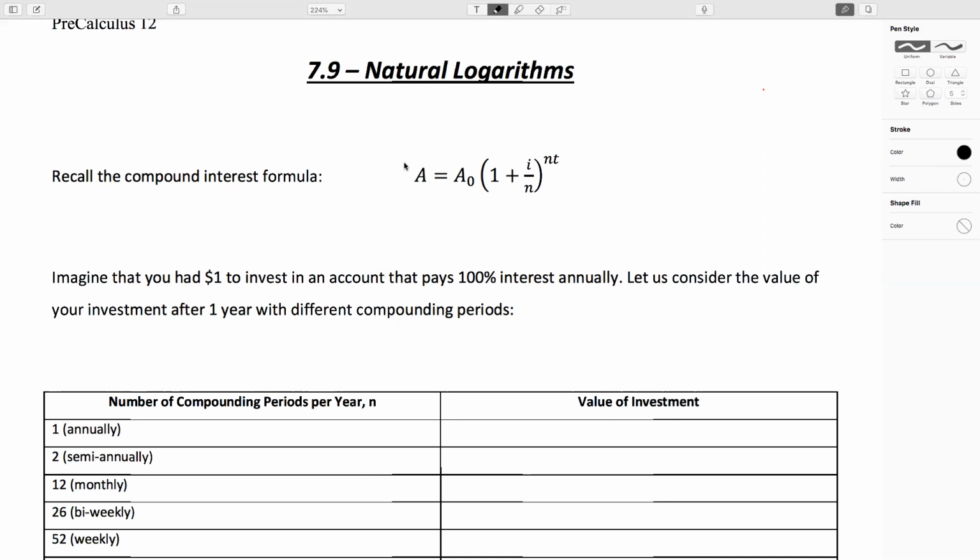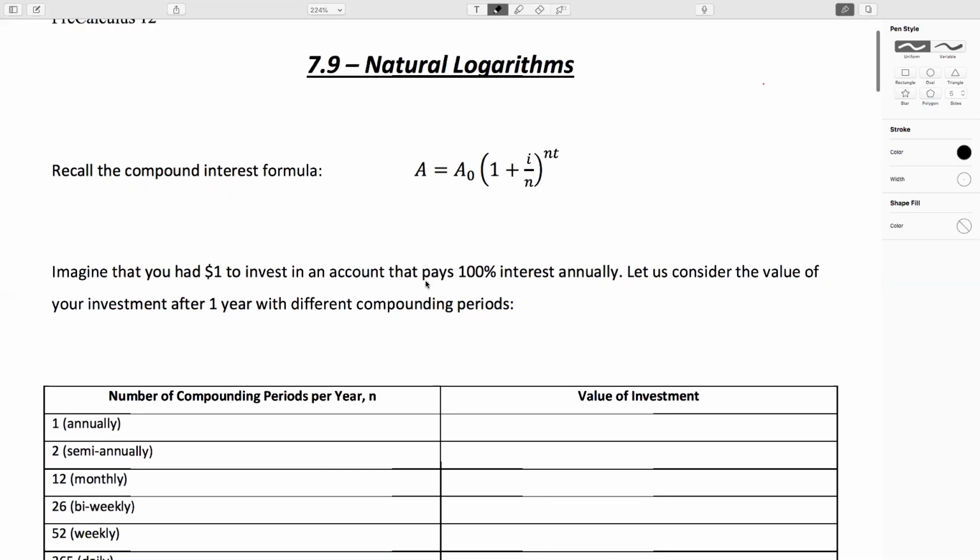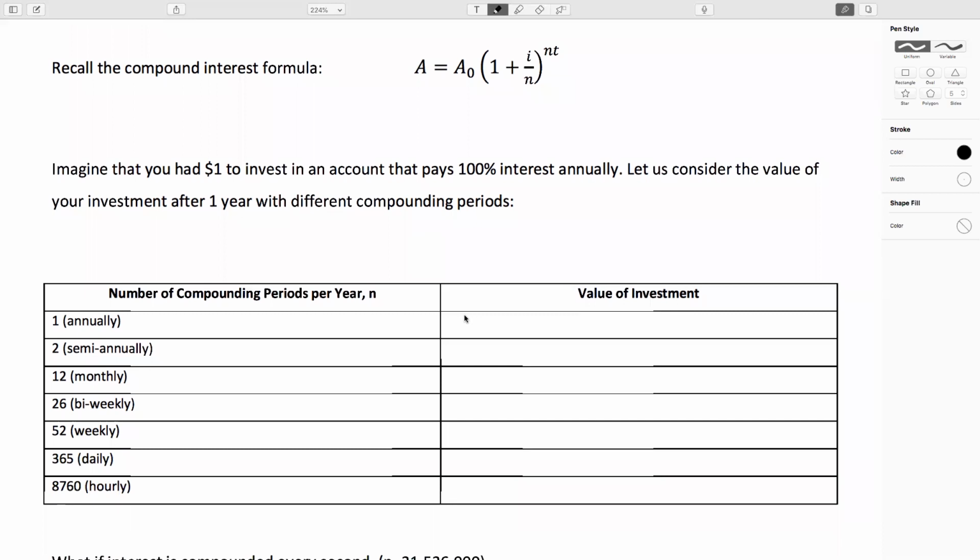So we're going to look at this, and we're going to go to extreme examples, and see what happens when we change our compounding periods. To keep the numbers easy, imagine you had $1 to invest in an account that pays 100% interest annually. Let us consider the value of your investment after a 1-year period with different compounding periods.